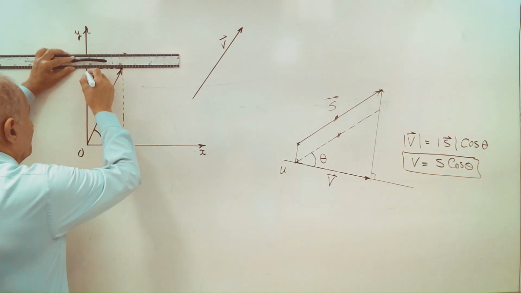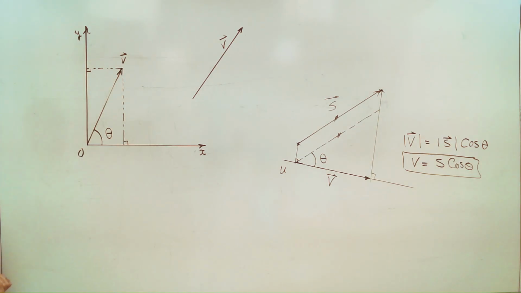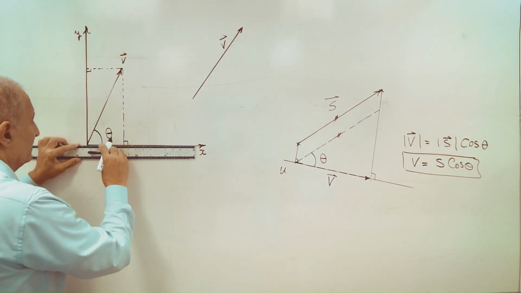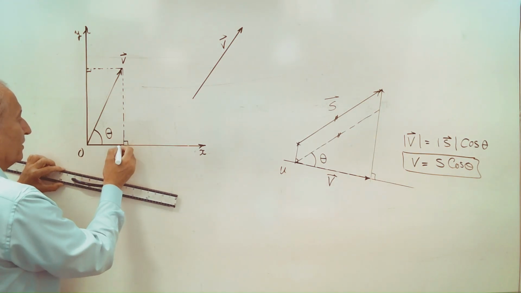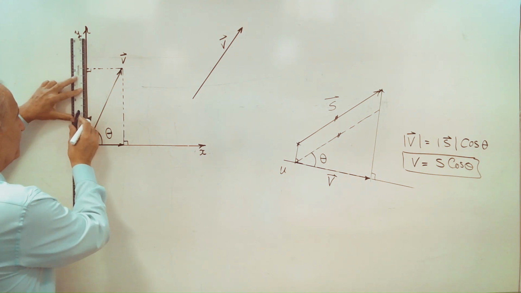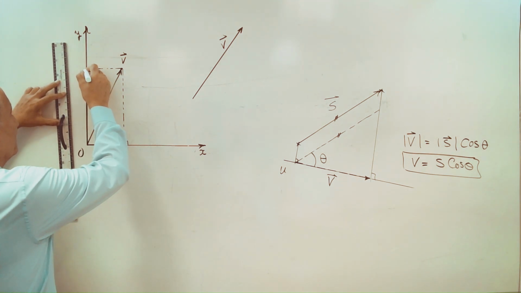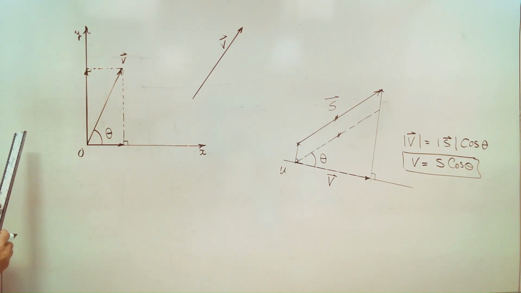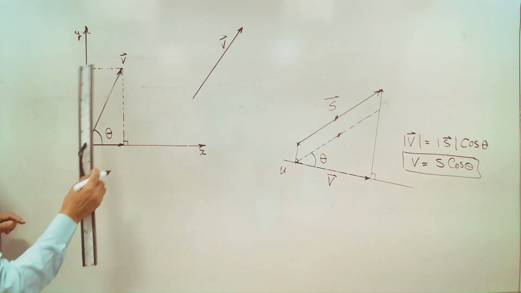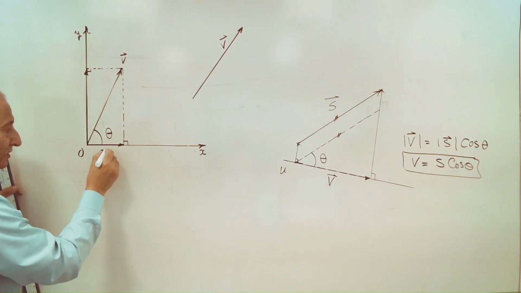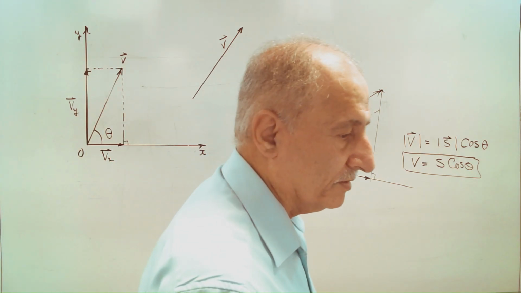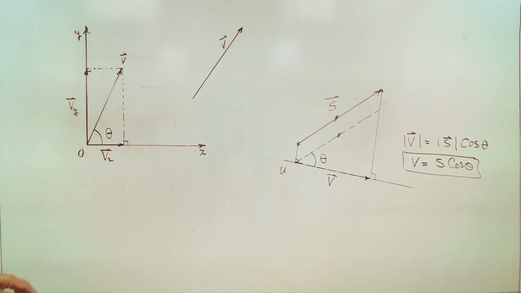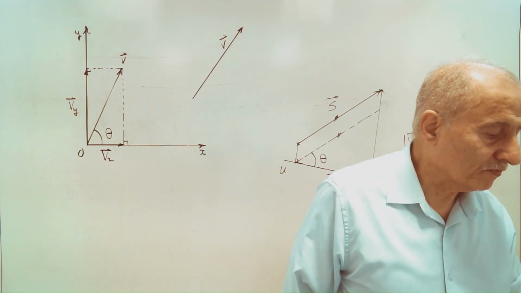This is called orthogonal projection because the projection line is perpendicular to the axis, at a 90 degree angle. This length is a vector, and this one is another vector in the y direction. We call them the y component of v and the x component of v. We show them with the Vx vector and the Vy vector.